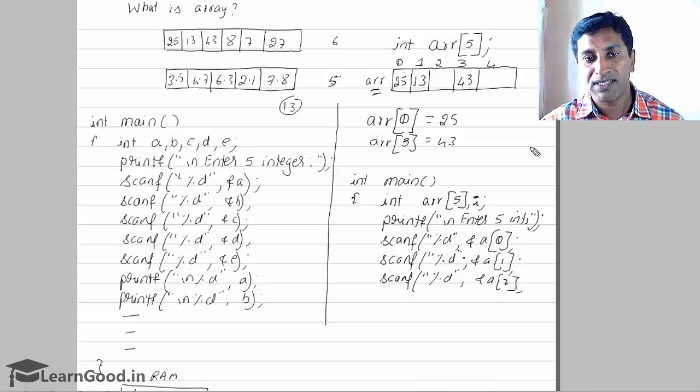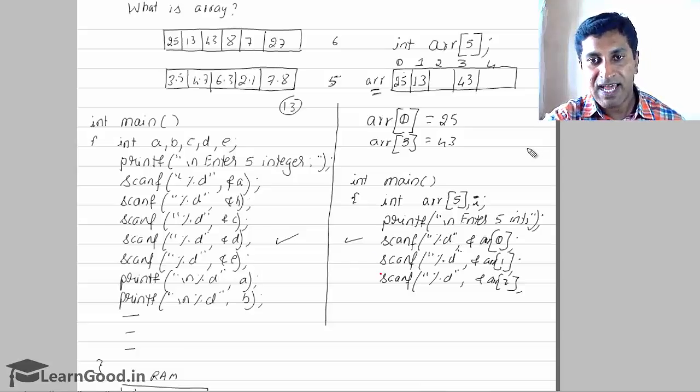But if I do this, then there is no difference between the previous example and this. The only difference is that there you gave different names, whereas here I have given ARR of 0, ARR of 1, and ARR of 2, like this. That means even in this case you will have 5 scanf statements and 5 printf statements. That can be avoided when you go for an array. So when it is an array, you need not do this job.